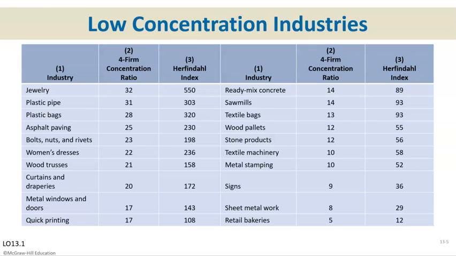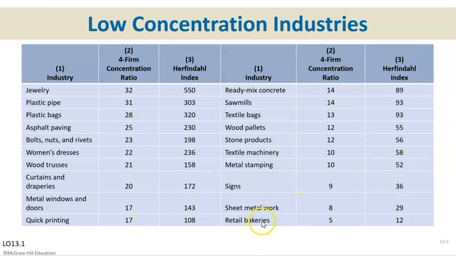So here we're looking at some examples in monopolistic competition. So jewelry, there's many different sellers, and all the sellers sell a product that's slightly different. That's the main way you can tell if you're in monopolistic competition. Many sellers, and all the sellers sell something a little bit different. Notice their 4-firm concentration ratio is going to be below 40%, and their Herfindahl index tends to be in the 100s.